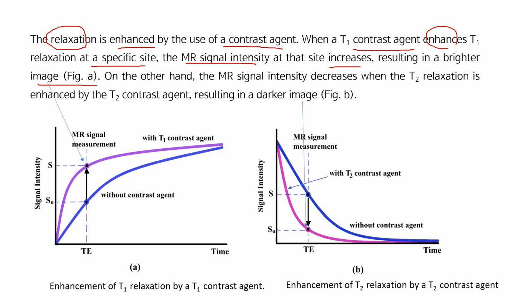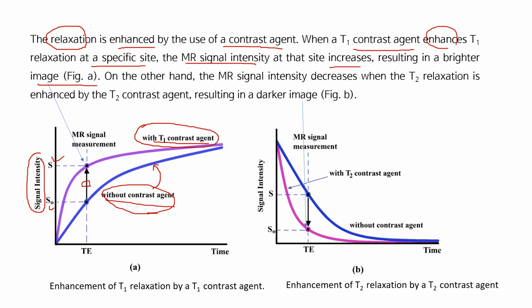As you can see in this figure, the recovering of longitudinal magnetization gives the T1 relaxation, and this curve represents the recovering of magnetization without contrast agent. If you use contrast agent, the relaxation becomes faster in this way. So we can see the faster recovery of magnetization. Therefore, with T1 contrast agent, we have a larger signal than without contrast agents.